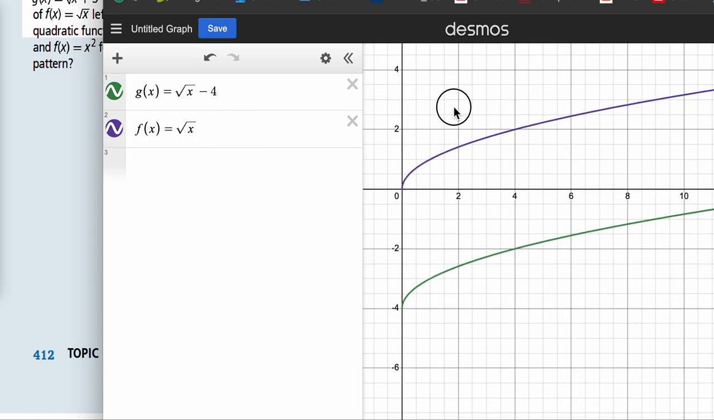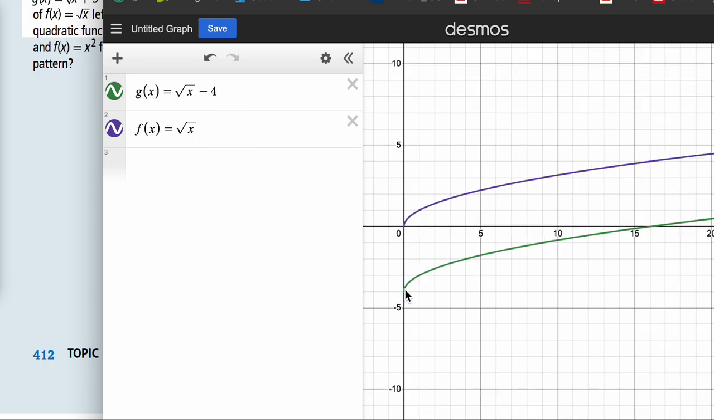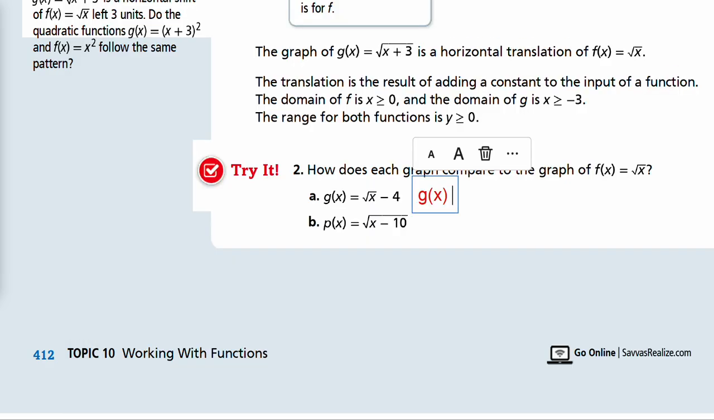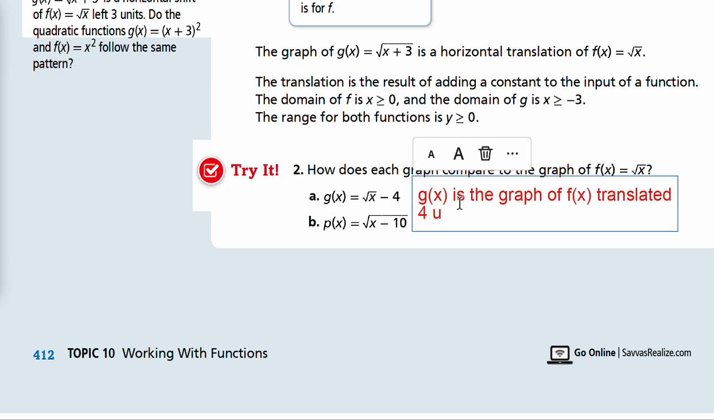So compared to your parent function, all the points seem to move how many units? 1, 2, 3, 4 units down. So g of x is the graph of f of x translated 4 units down.